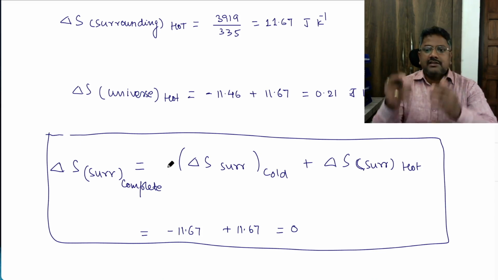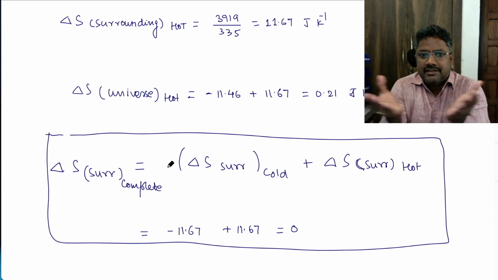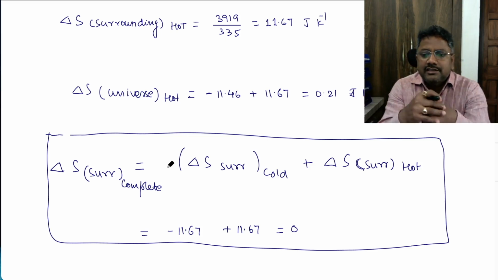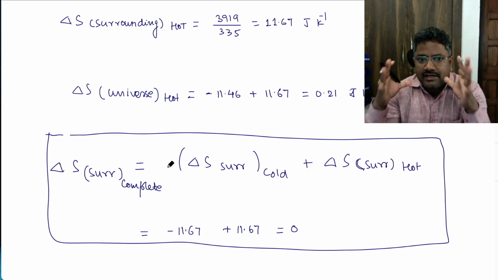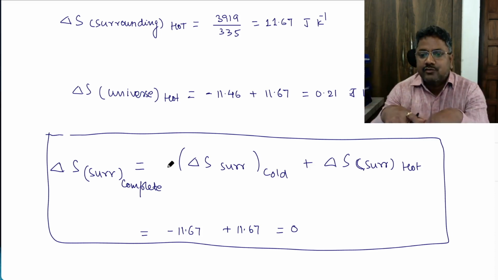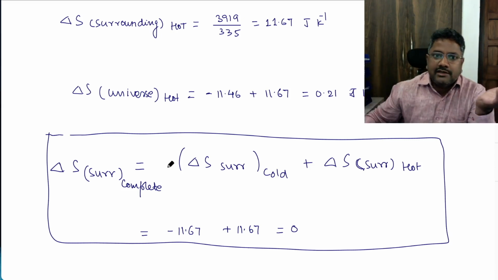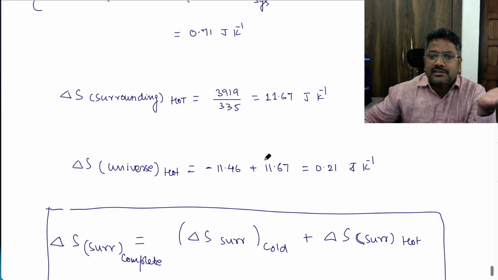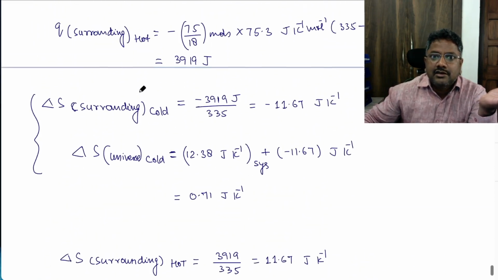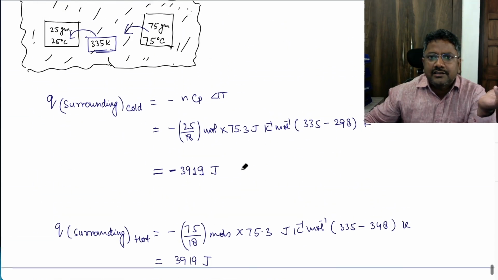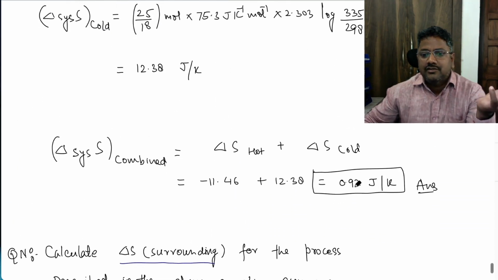Because the surrounding is the same for both, the same heat is coming from one side and going to the other side. So obviously there is no change of entropy in the complete process, the whole system. Similarly, you can calculate the delta S universe for this hot and this cold. If you add this 0.71 and 0.21, definitely this should be equal to 0.9, right?